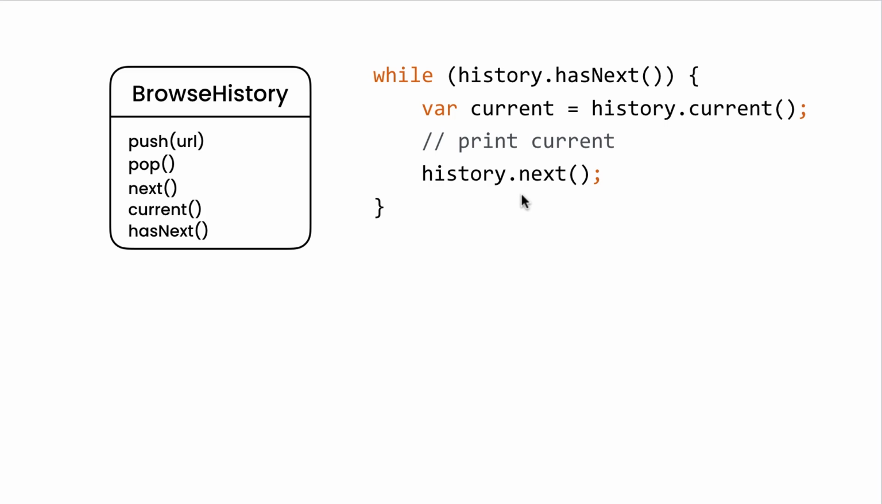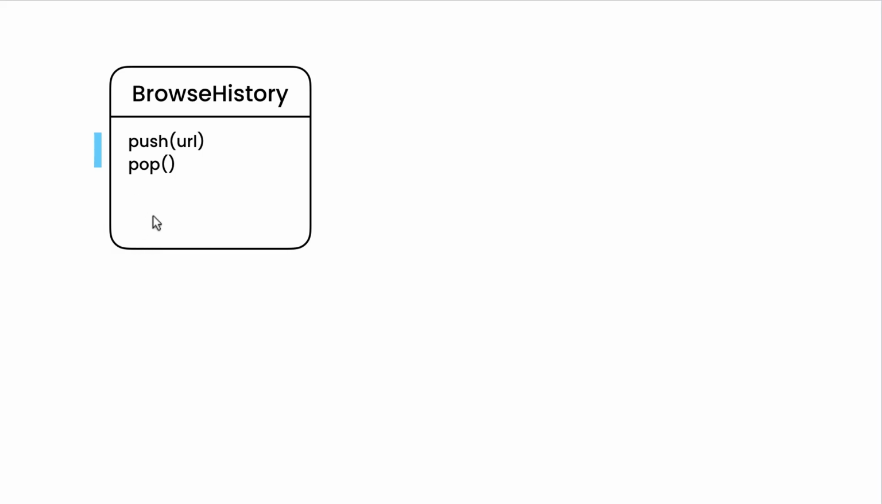So this solves the problem in the last video, but we have a different problem here. This design violates the single responsibility principle because this class has two different responsibilities. It's responsible for history management using these two methods, push and pop, and it's also responsible for iteration using these three methods. So to follow the single responsibility principle, we should take these three methods out of this class and put them somewhere else.